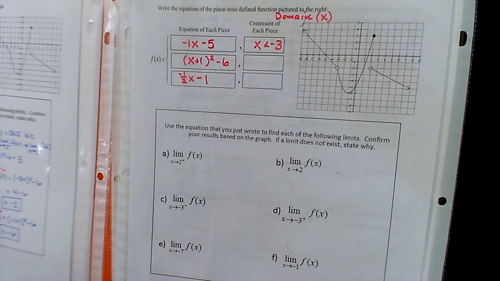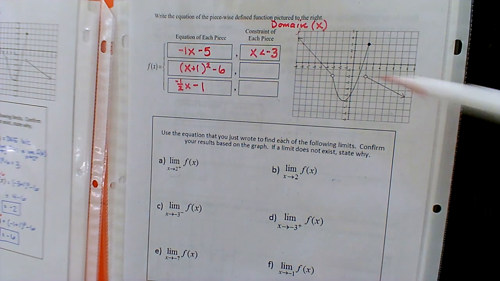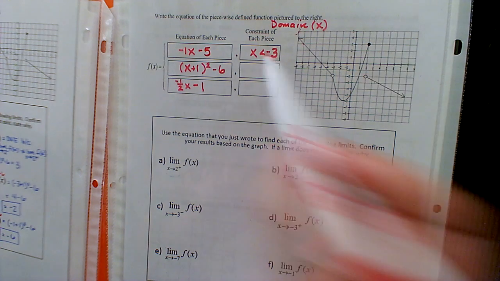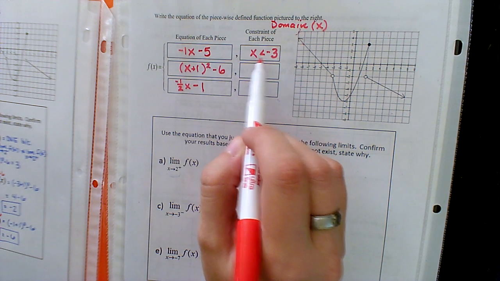Okay. X is less than -3. Notice how we have a hole there, right? So the point actually doesn't exist at -3, so we do not need that bar.